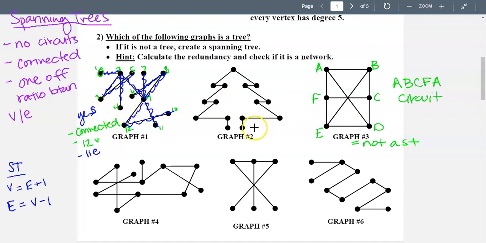Let's look at graph number 2. If it did have a line right here across the bottom on our Christmas tree looking spanning tree, then certainly it would not be a spanning tree because it would have a circuit within it. But it's open, so I don't see a circuit straight off, and it is a connected graph.